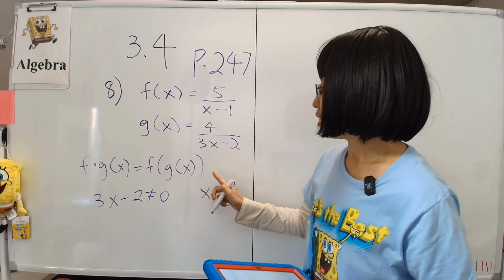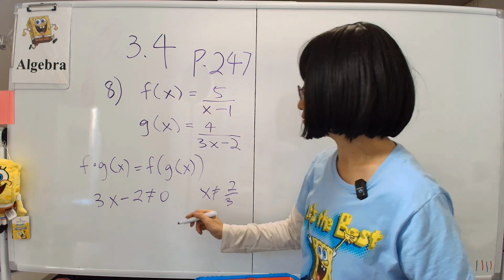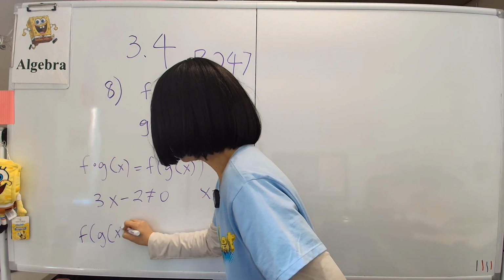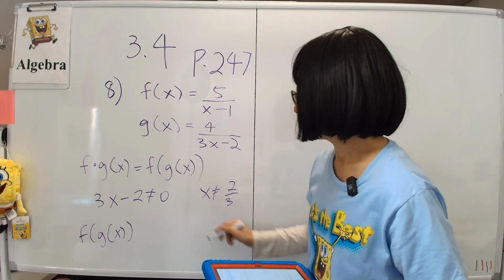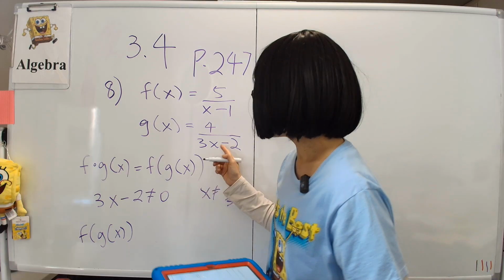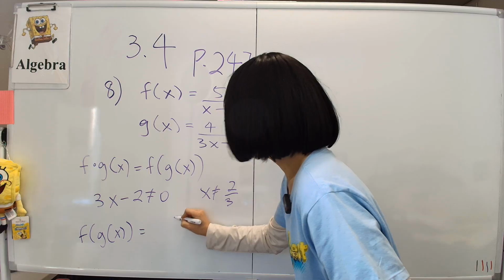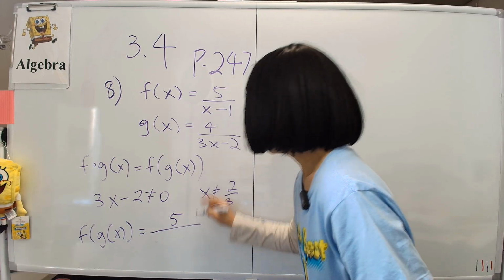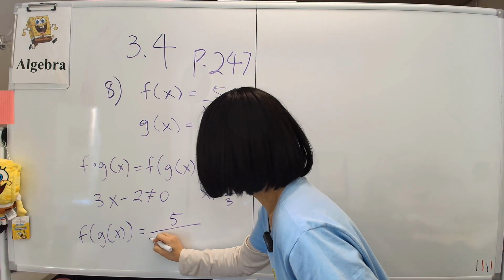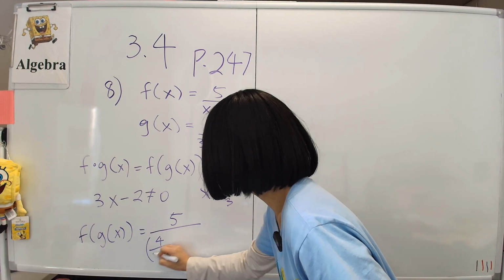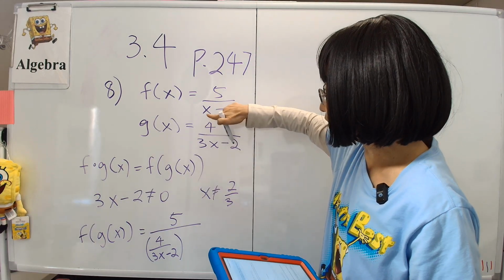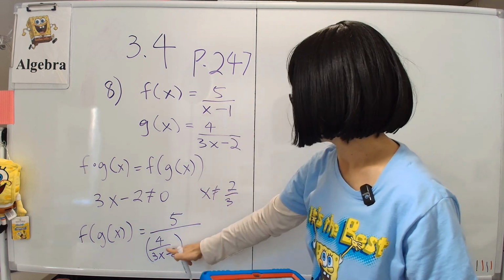The second answer, however, is once you plug this thing into f, so we have f of g of x, and that equals something in here that cannot have a denominator equal to 0 either. So let's plug it in and see what happens. That equals 5 over, okay, I'll stick the entire g of x into this thing right here. So g of x is right here, 4 over 3x minus 2. See, I put the entire g of x where x is in f.